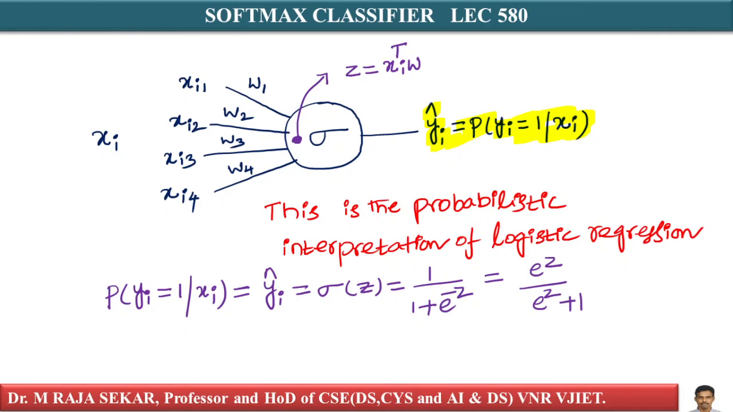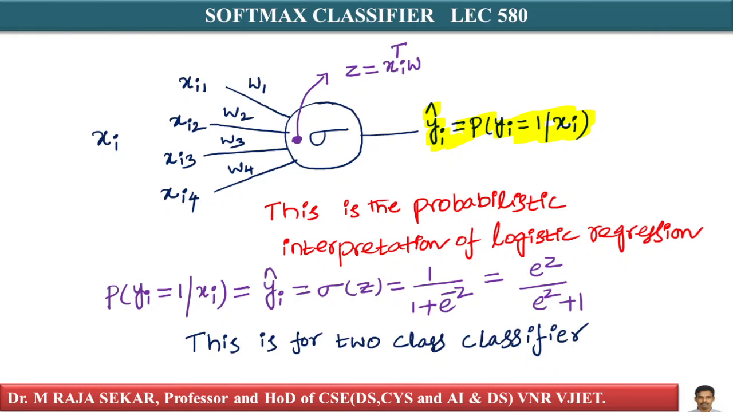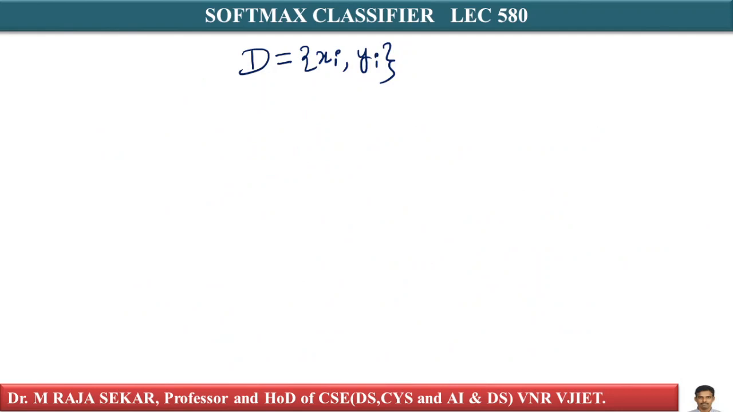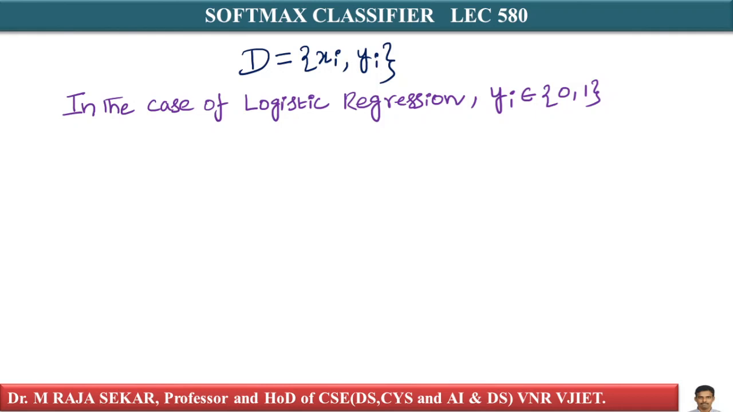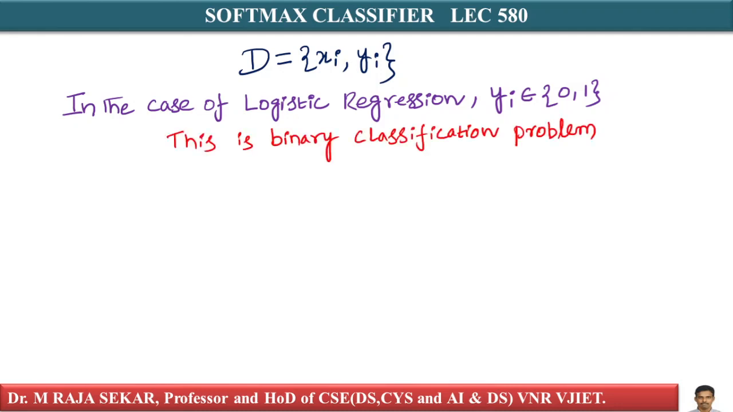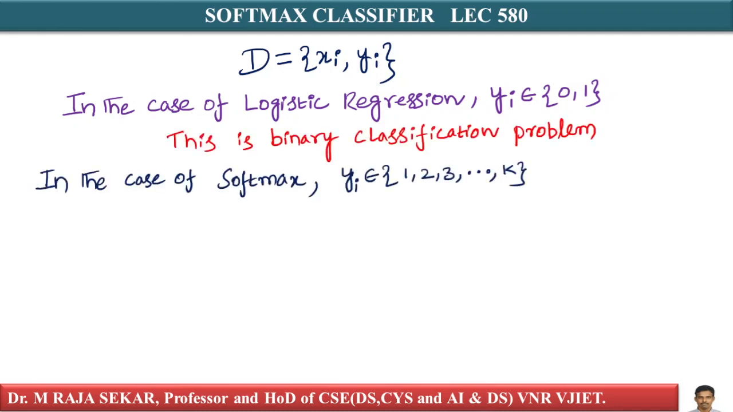Here what do we have? The Softmax classifier is simply saying, imagine your data set D equal to xi comma yi. What is your yi? In the case of logistic regression, yi belongs to 0 comma 1. This is a binary classification problem. That is logistic regression, isn't it? In the case of Softmax, yi belongs to 1, 2, 3, and so on up to k. Let's assume we have k such classes.